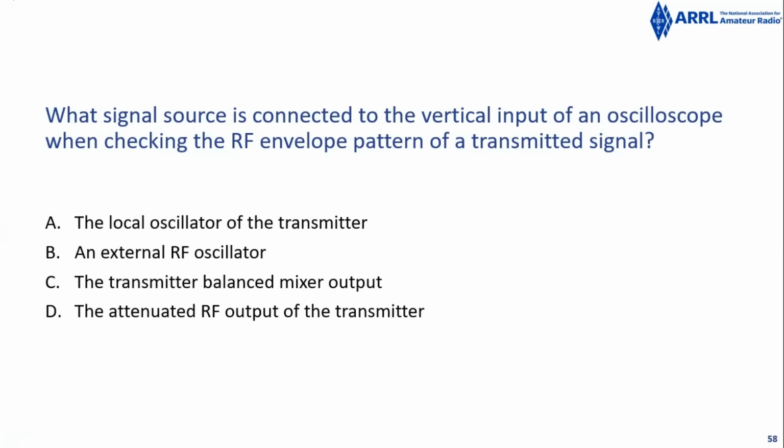What signal source is connected to the vertical input of an oscilloscope when checking the RF envelope pattern of a transmitted signal? That would be the attenuated RF output of the transmitter, right? So you attenuate it, meaning you can't hook your 100-watt radio into your scope. You want to attenuate it, take a portion of it to look at. Okay, so that's what they're talking about there.